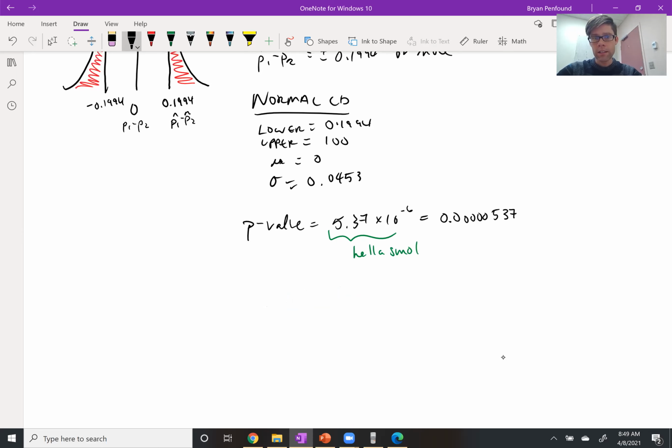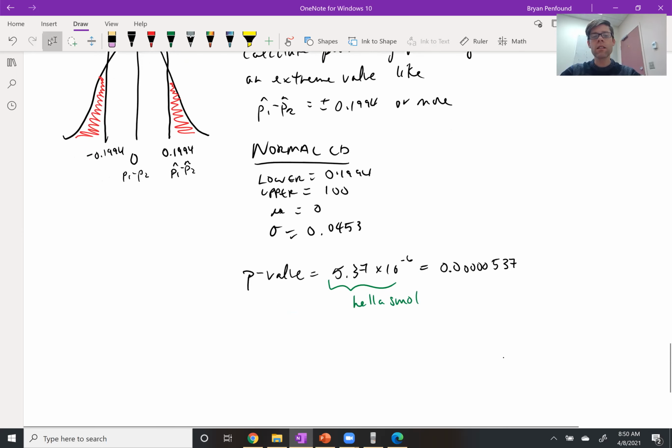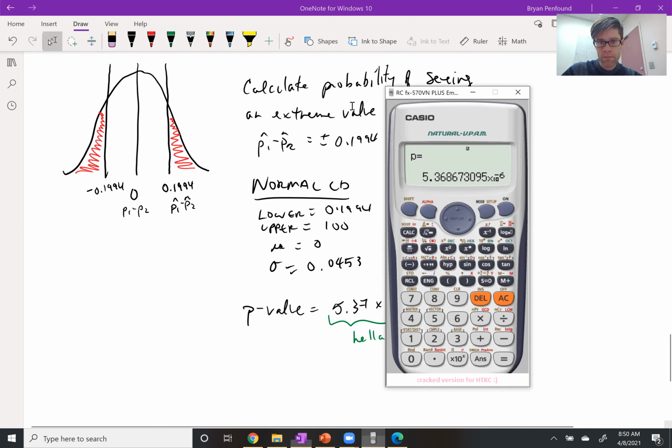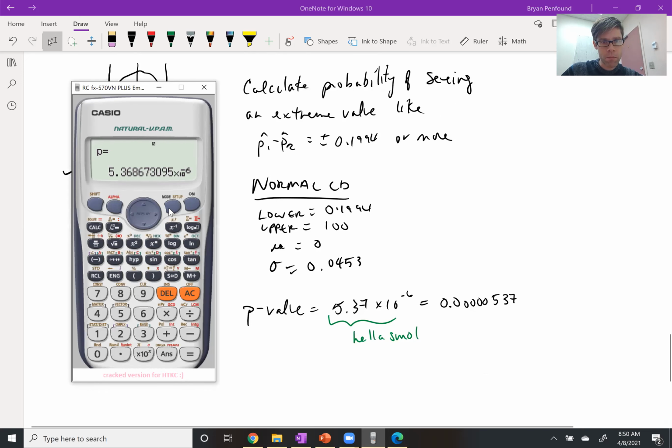Now, technically, all we've calculated is one side of this distribution. We've only calculated the right-hand red shaded region. So what we should do here to make sure we don't overstep our bounds is to multiply this number by 2. That will give us both tails. So I'm going to go back into comp mode. We're going to enter 5 zeros, 5, 3, 7, multiply by 2, not that that's really going to change too much. And we're going to get the following.